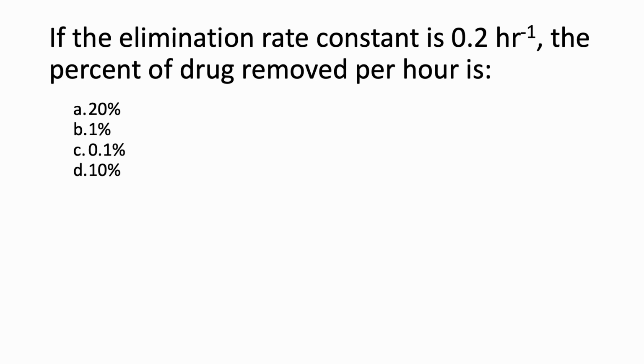you know that the drug has the elimination rate constant of 0.2 per hour. So look at the unit here. It can tell you that the drug follows first order elimination. So 0.2 per hour means, for first order kinetics, the elimination rate constant demonstrates the percentage of drug removed from the blood per time. So if the K is 0.2 per hour, that means 20% of drug is removed per hour. So the correct answer is A.